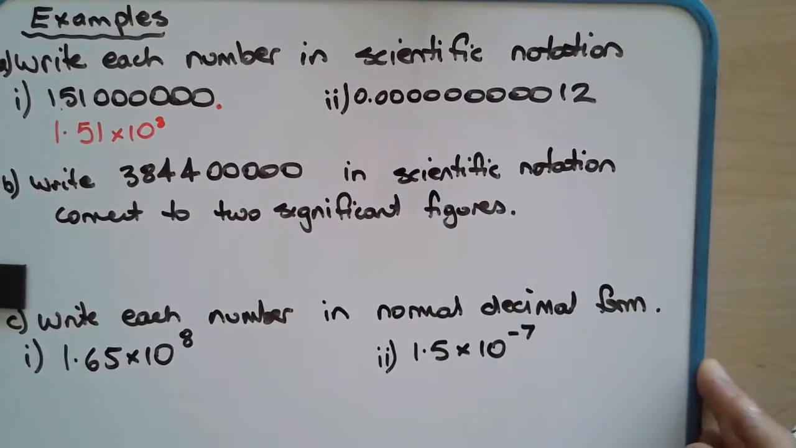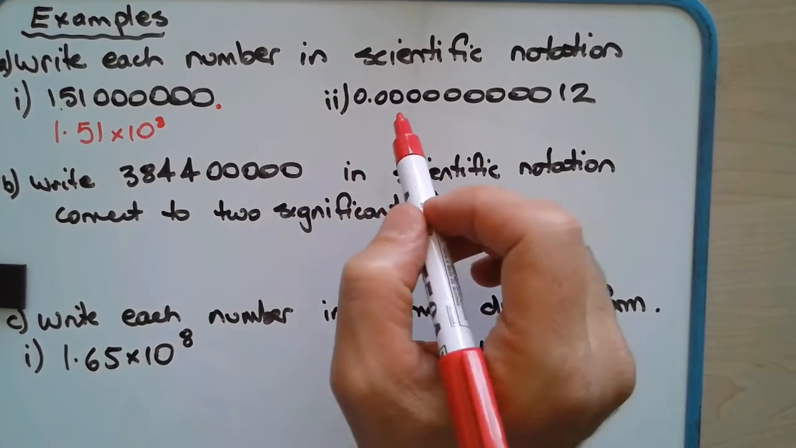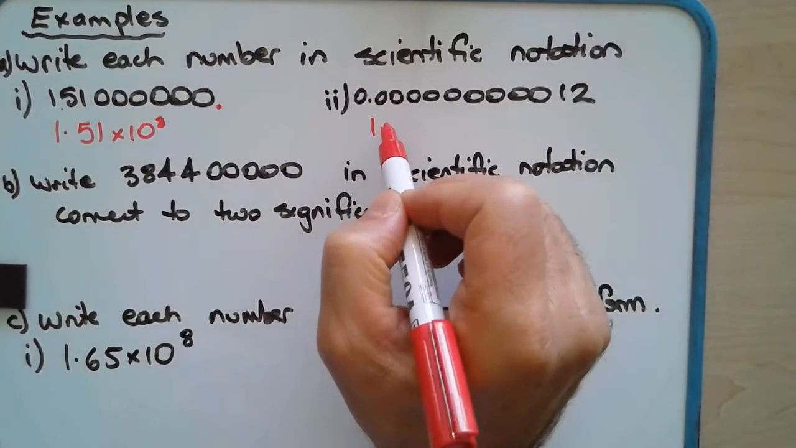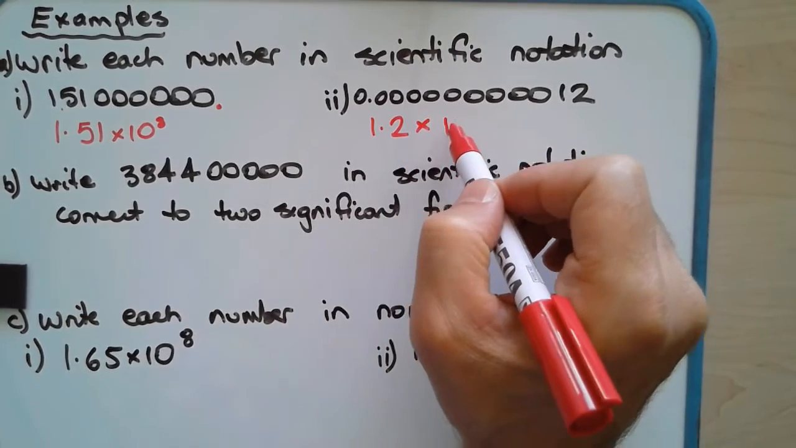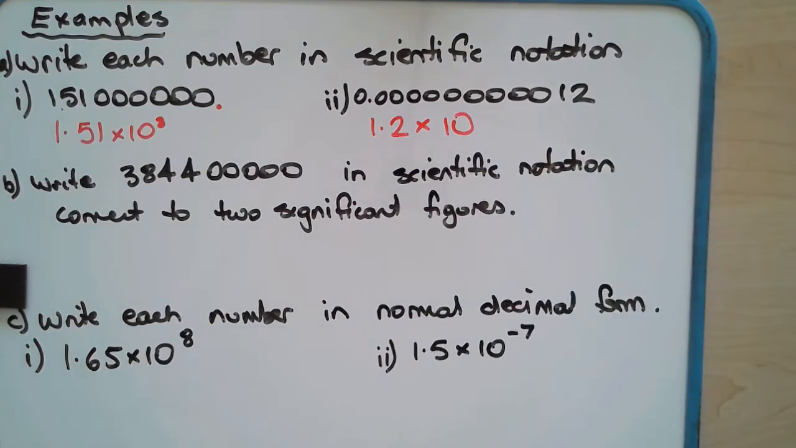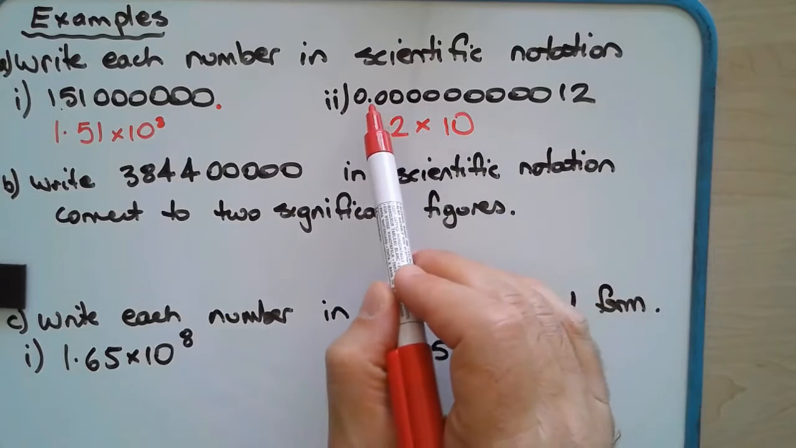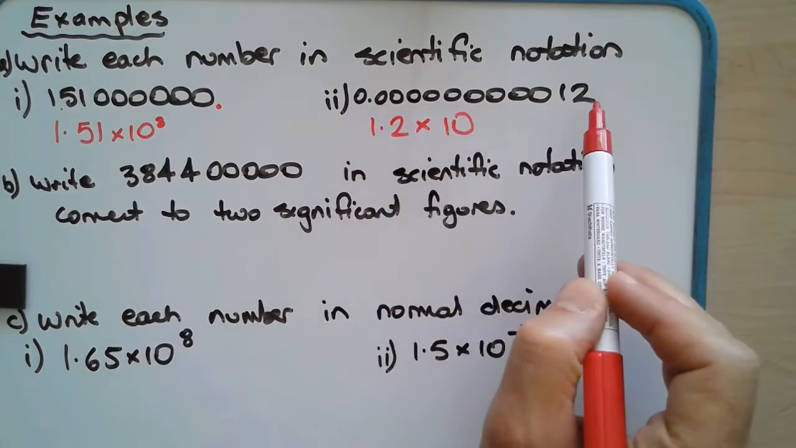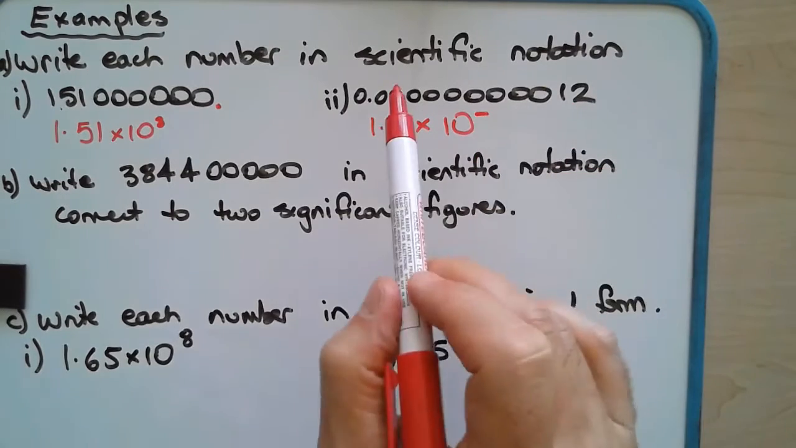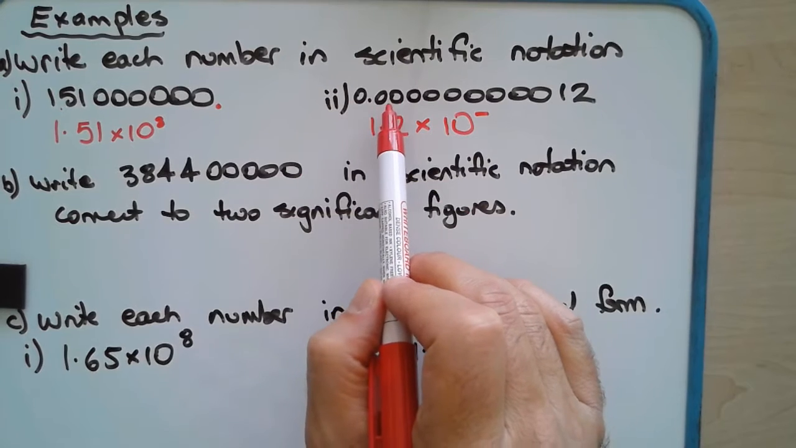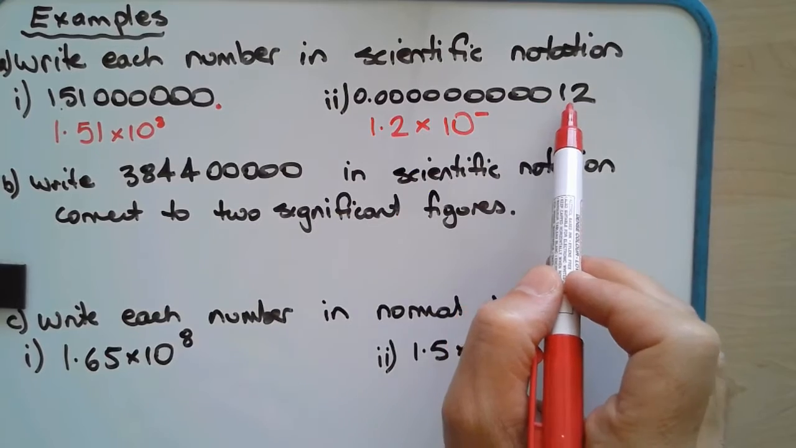Let's have a look at part 2: 0 point, a whole lot of zeros, 0.12. Converting this into scientific notation, I know that the m is going to be 1.2 times 10 to the power of something. We need to work out what that something is. Let's move the decimal point to the right-hand side. In doing so, you're making the number bigger by a factor of 10 each time, but then we need to undo that by raising it to the power of some negative. Let's count the decimal places: 1, 2, 3, 4, 5, 6, 7, 8, 9, 10.